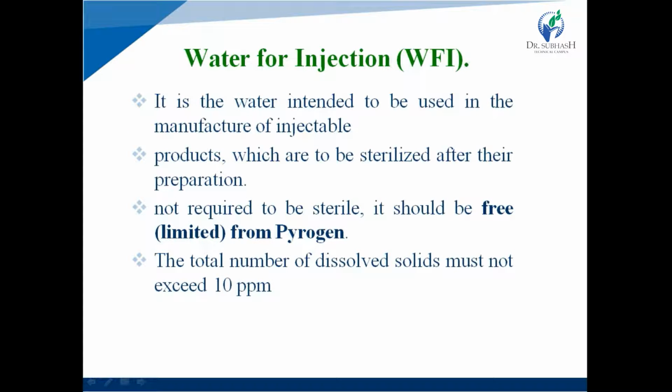First one is water for injection. It is the water that is intended to be used in manufacture of injectable products which are to be sterilized after their preparation, and that is not required to be sterile. It should be free from pyrogenic contamination. So water for injection should be totally free from pyrogen, and the total number of dissolved solids must not be more than 10 ppm.